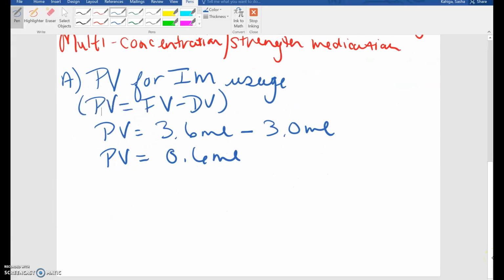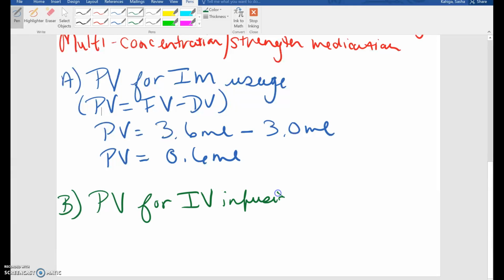All right. Well, let's look at B. B says, what is the powder volume for intravenous infusion at 1 gram? Remember, your formula is still the same. PV equals FV minus DV.